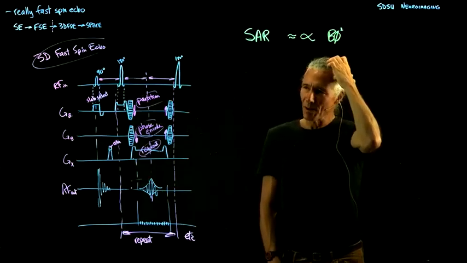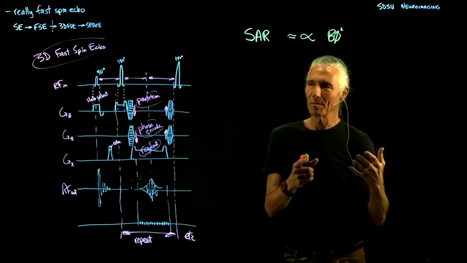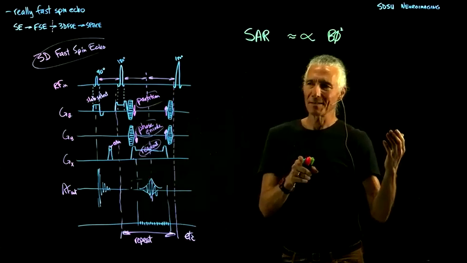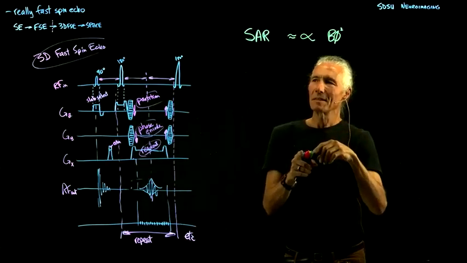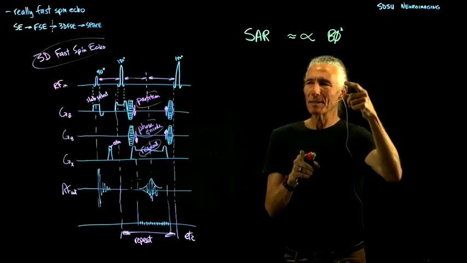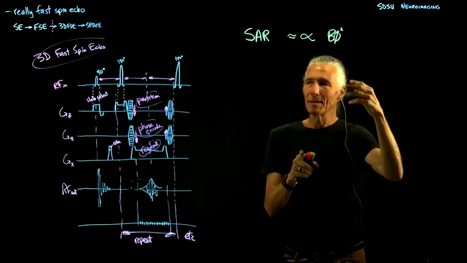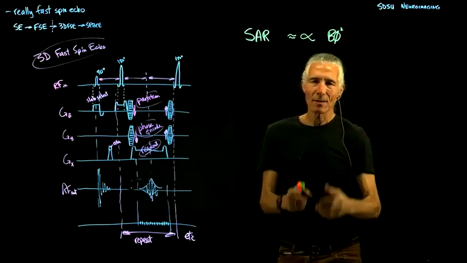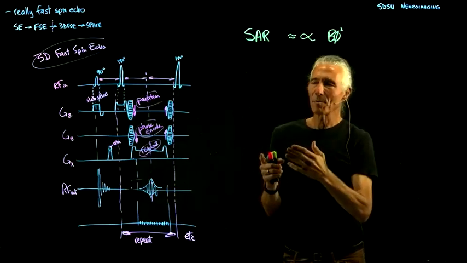Now, why do people want to up the Tesla? Because you get more signal, because energy equals frequency, basically. If you operate at a higher Tesla, you're operating at a higher frequency, a higher energy, and you get more signal. Generally, that's why a 3T scanner has a lot more signal than a 1.5T scanner.